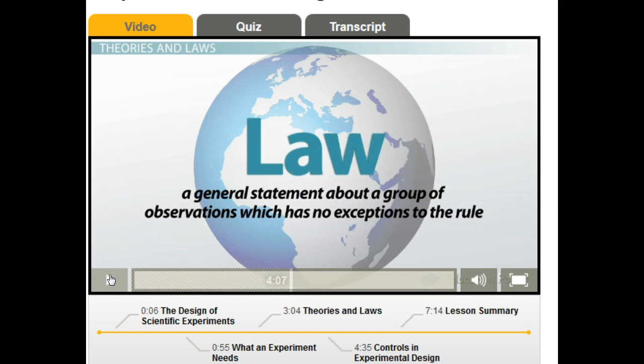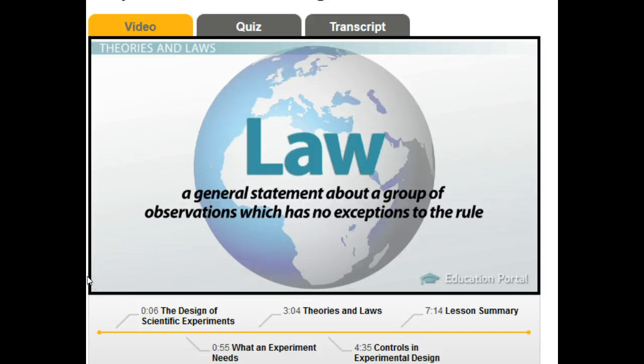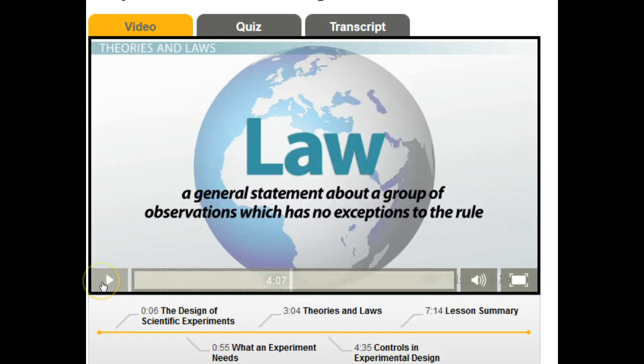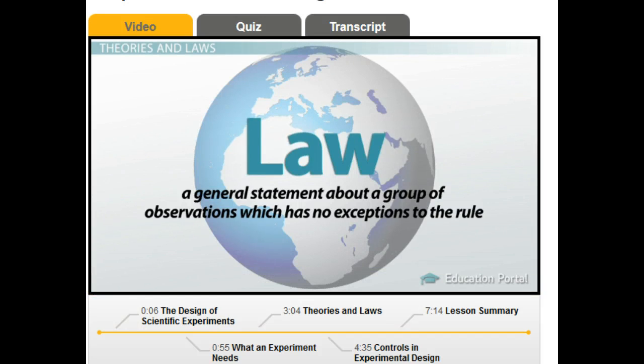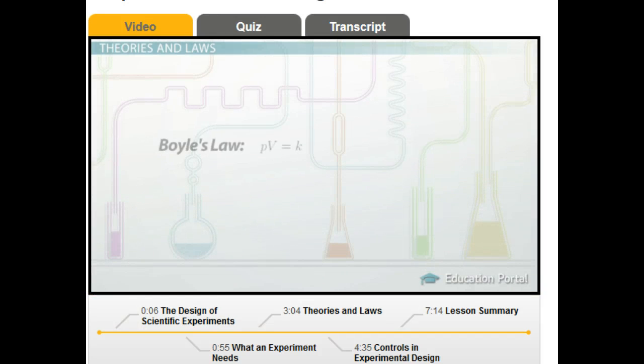Okay, so a law doesn't try to explain why something happens, whereas a theory will give an explanation, which is part of the hypothesis and part of the experiment, of why things occurred the way they did. And like they said, theories can be disproven. Laws are observations, and observations are observations. They're not going to change.